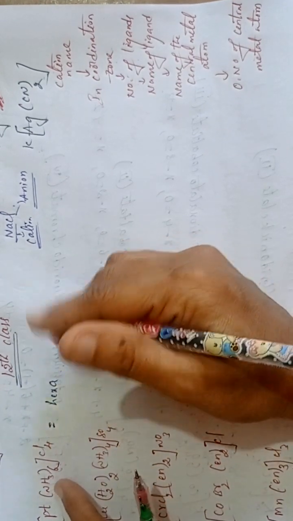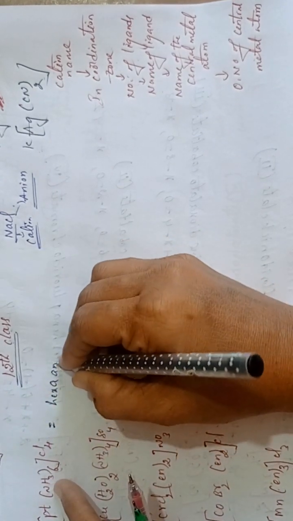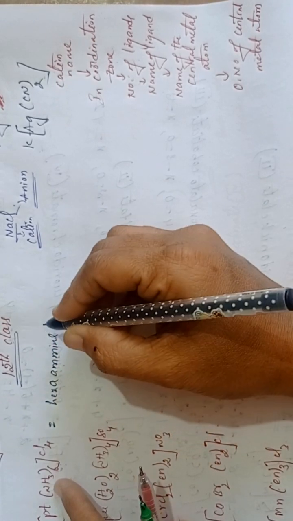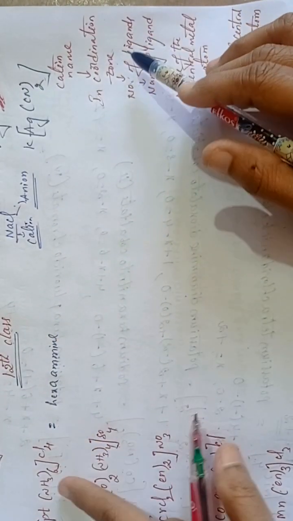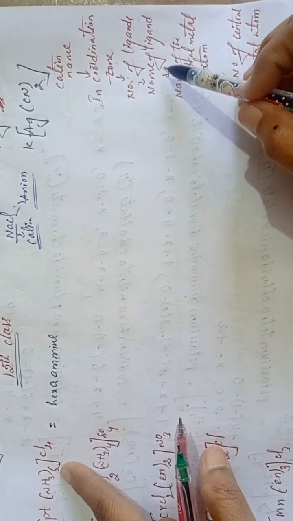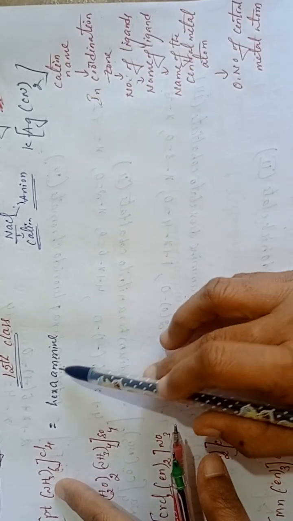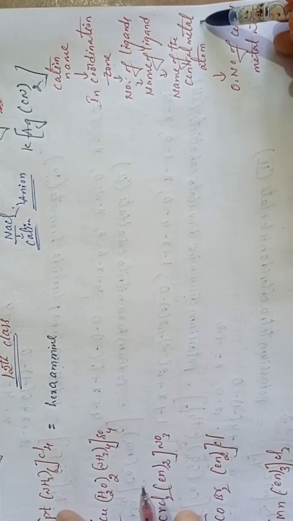NH3 is a neutral ligand, amine. Clear? Hexa, amine. Next one, this is Pt, platinum. Now what do you have to write? Name of the ligand, number of ligands, over. Next to the name of the ligand, over, amine. Next one, name of the central atom. Pt is there.